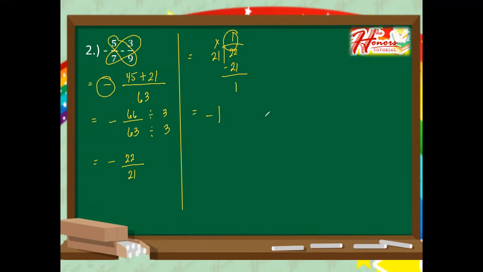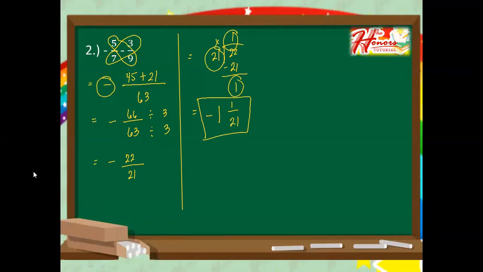It will become the whole number. And then for the numerator, that's 1. And then the denominator, that's 21. So is this the final answer? Yes, it is. Because 1 over 21 is already a proper fraction, and there's no number that can divide 1 and 21 at the same time without remainder. And that's it.